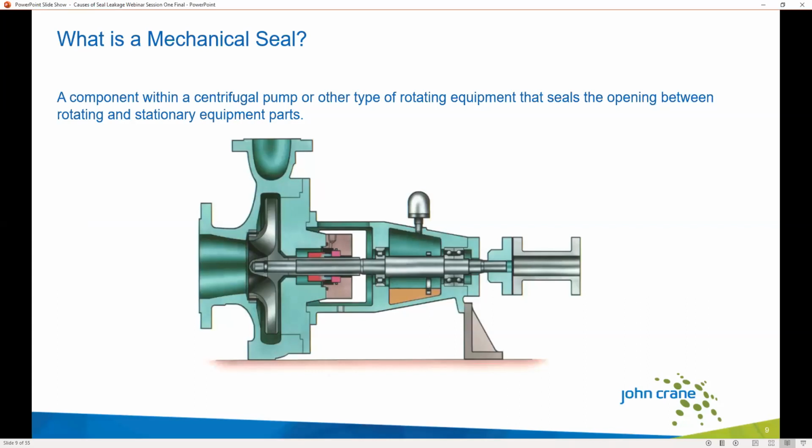A mechanical seal is a component within a centrifugal pump, or it could be many other types of rotating equipment, that needs to seal between a rotating and a stationary element within that piece of equipment. Shown here, we have a really simple overhung pump, and we're going to be using this diagram a lot throughout this series. And here we have a representation of the mechanical seal, where we have the rotating shaft entering through the stationary body of the pump.